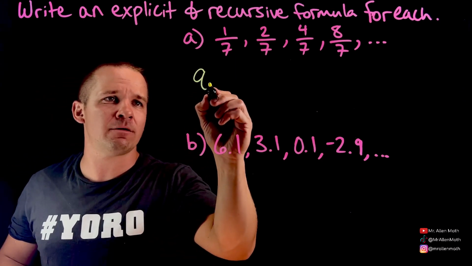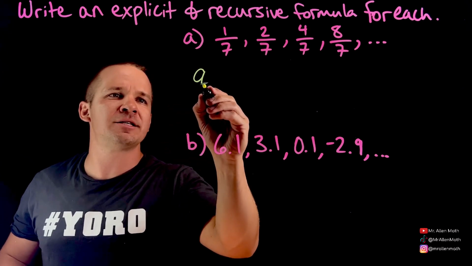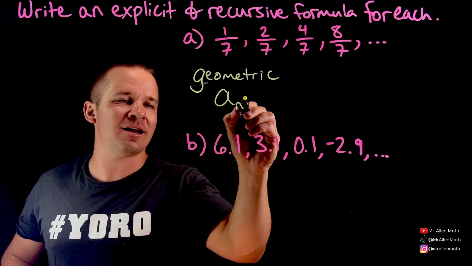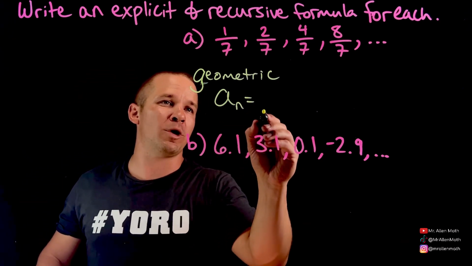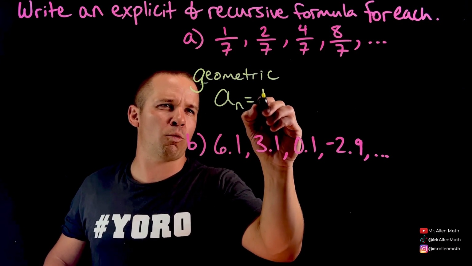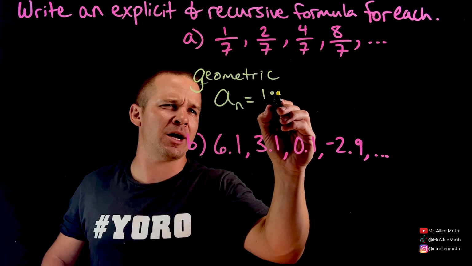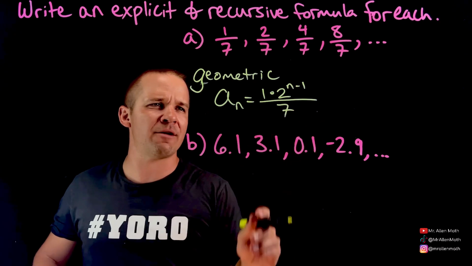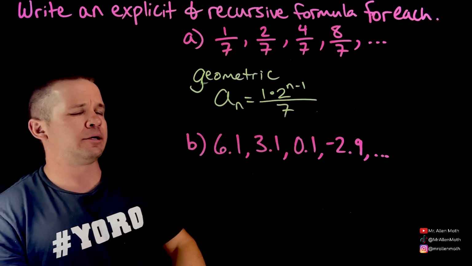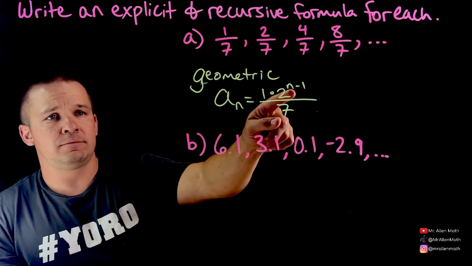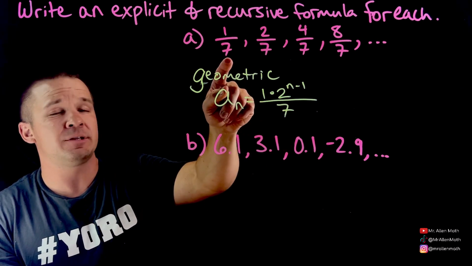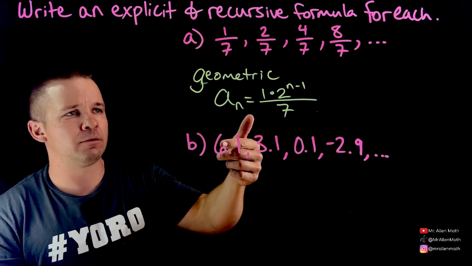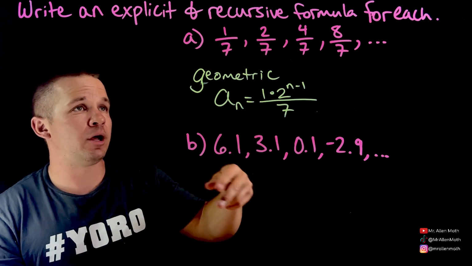Let's see if we can write this thing. Let's also say that it's geometric. Now let's say A sub n is equal to my first term, which is 1/7. Actually, let's do this: 1 times, I'm doubling each time, so that'd be 2 to the n minus 1, all over 7. Would that work? Let's see here. If I plug in 1 for my first term, let's see if I get 1/7. I'd have 2 to the 0, which is 1, times 1, which is 1. So I got 1/7.